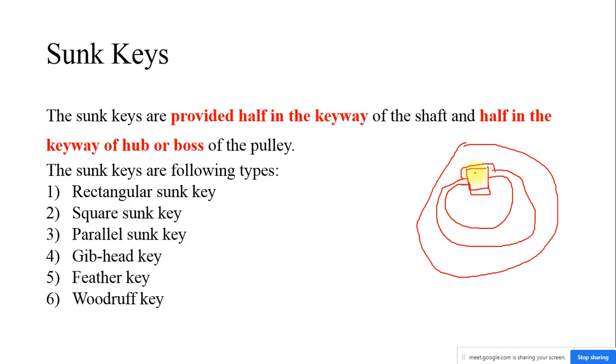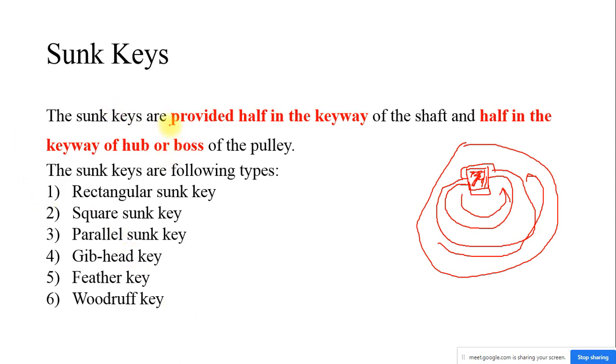And this is the sectioned part. You can see I am sectioning a part here. This shaded region is a key, where this is the shaft, a rotating shaft, and this is a hub. Once I connect the rotating shaft with the key to a hub, what happens? The rotation or the power is transmitted to the element. So this is one difference in the sunk key.